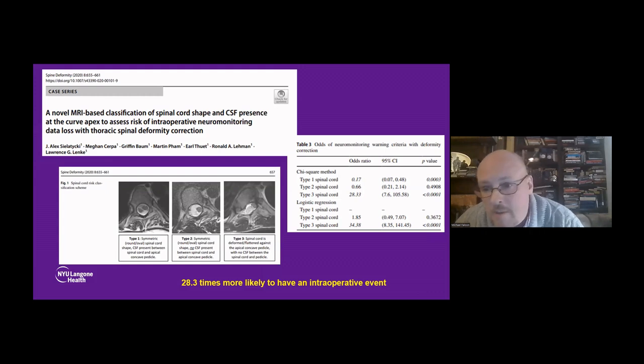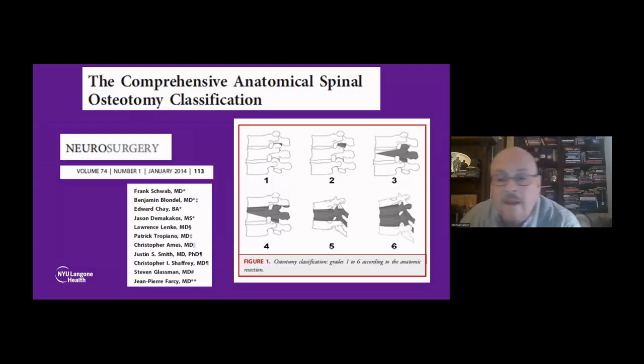And type 3 anomalies that demonstrate flattening or deformity of the cord itself on some kind of apical or concave pedicle or bony surface, with no CSF surrounding more than half of the cord, are 28 times more likely to have an intraoperative event on monitoring during the case. And that's, I think, significant. That should be included in the classification.